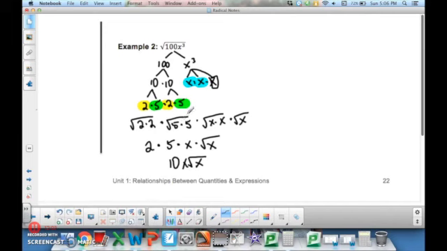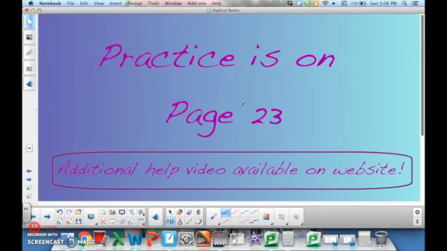All right, I am going to do a separate little video. You have practice on page 23, but I'm going to do an additional help video that is going to show you a little shortcut. So once you've done some practice and you start noticing some patterns, there are ways to shorten this process a little bit. So I'm going to show you another way to do it that serves as a shortcut. Only watch that video once you feel kind of comfortable with the process that I've shown you. It will be available on the website just right underneath this video.